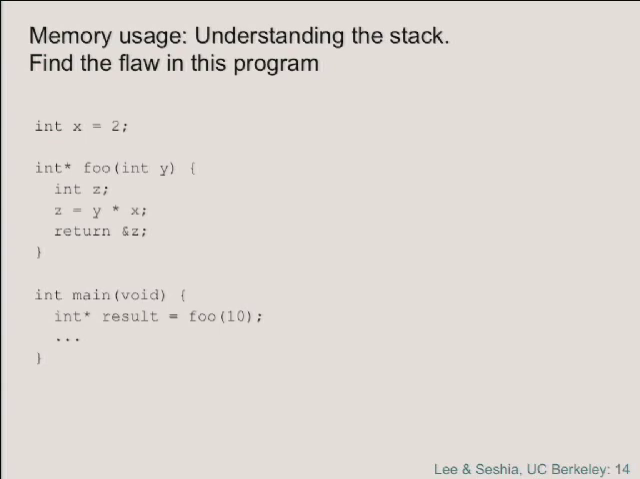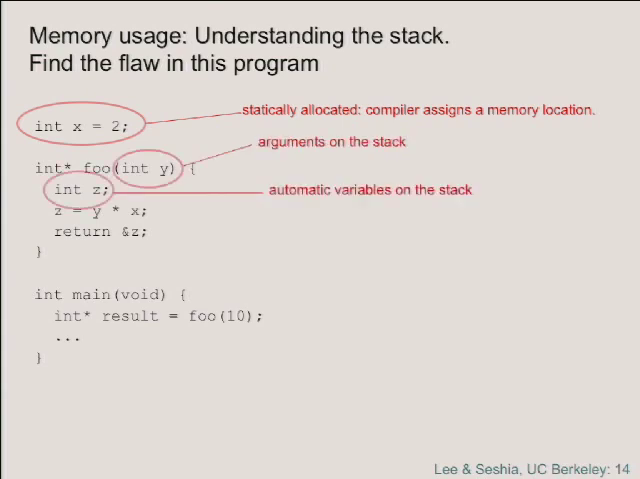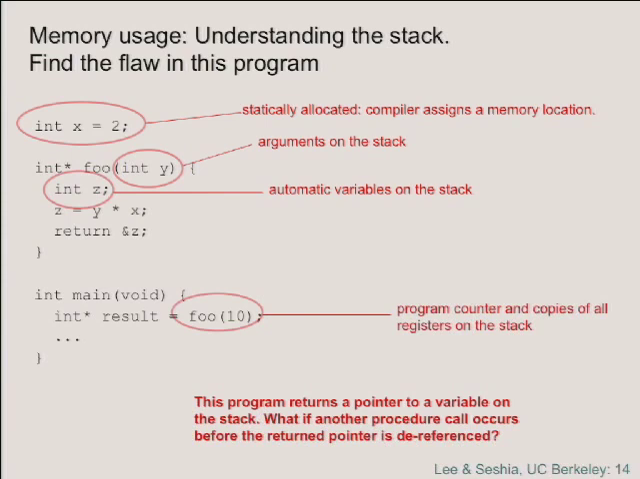All right. So let's decompose this to make sure everyone understands. So this variable x is statically allocated. The compiler assigns a memory location. The argument is pushed onto the stack. The automatic variable is allocated on the stack. The program counter and copies of all of the registers go on the stack when you make a procedure call. Okay. The program returns, in this case, a pointer to a variable on the stack. And if you then dereference that pointer later, the value of that variable could be just about anything.